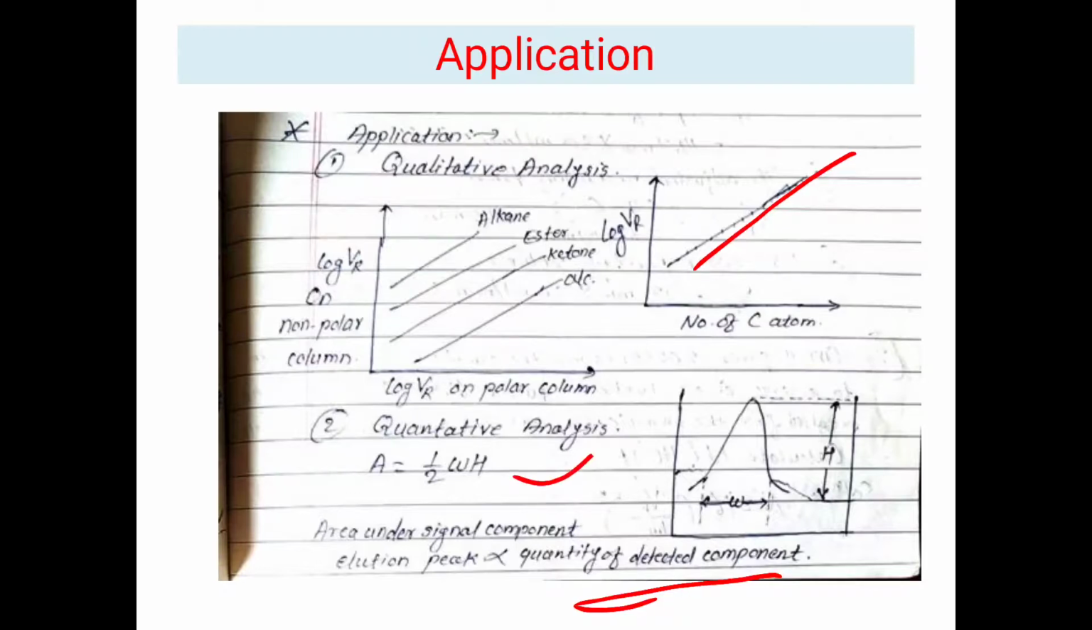So we can determine the area, and the area is directly proportional to what? The quantity of the sample that is detected by the detector. In this way, how much amount of sample is present in the mixture is determined by quantitative analysis in GC. So these are the applications of gas chromatography.